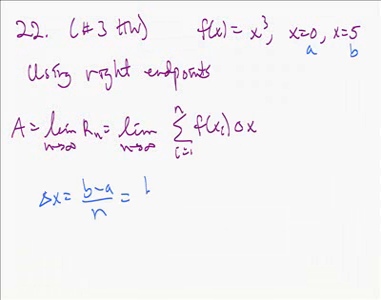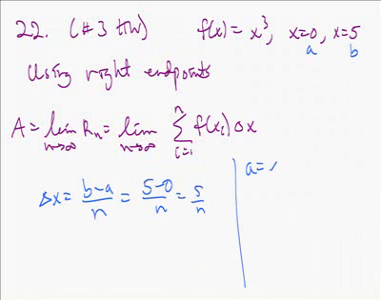So it's 5 minus 0 over n. That's 5 over n. Now what about your x sub i? Well, here's where things get a little bit tricky. Your a value, which is also called x sub 0, is 0. Now what is x sub 1? X sub 1 is going to be your initial starting point plus a delta x. So 0 plus delta x, which is equal to 0 plus 5 over n.